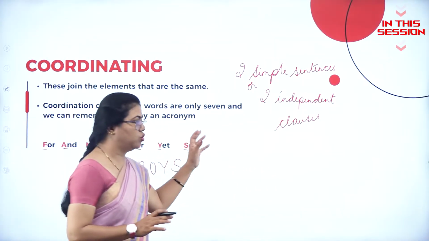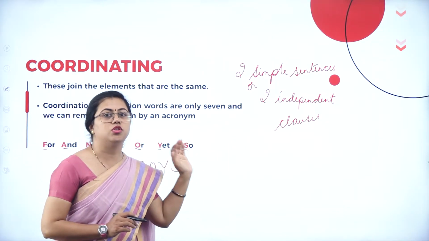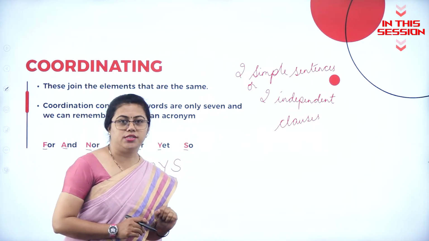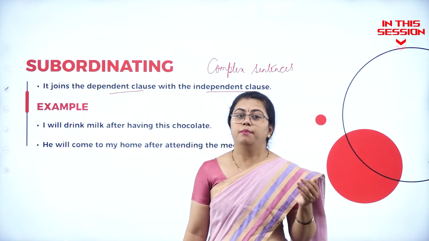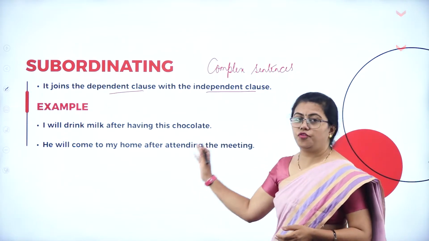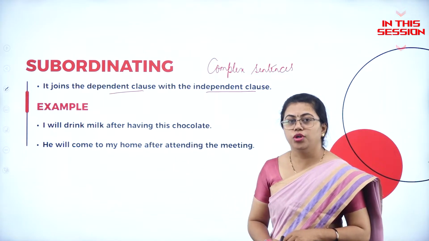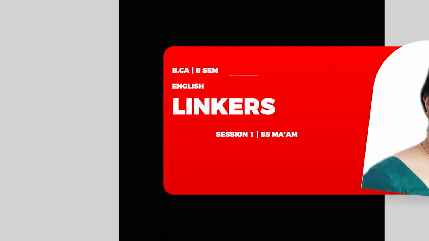Coordinating conjunctions are those which join two simple sentences or two independent clauses. A compound sentence can be broken into two different sentences, but a complex sentence, it is very difficult for you to break it into two different sentences.